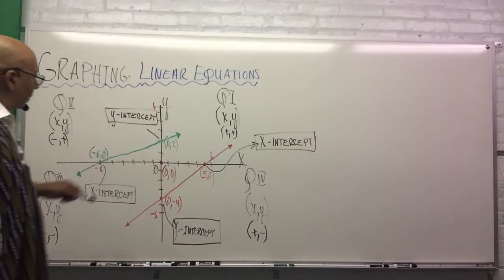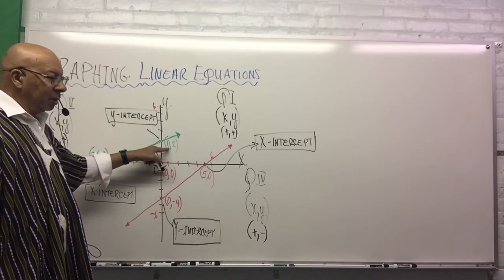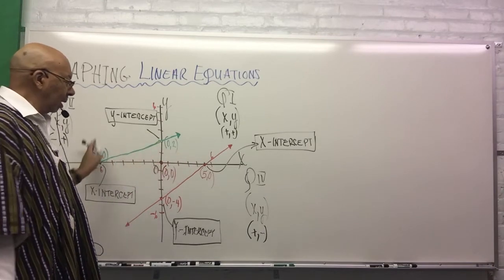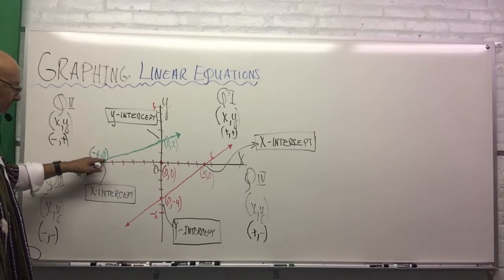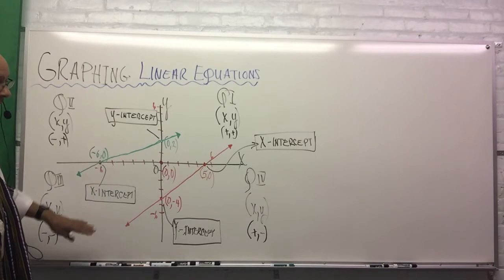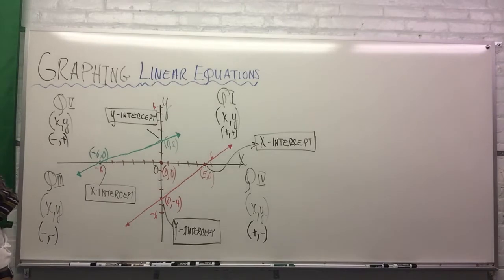So when the line crosses the y-axis, the x value is going to be 0 because it's not right and it's not left. When the line crosses the x-axis, the y value will be 0 because it's not up and it's not down. So these are helpful tools for us when we start to work with linear equations in a fairly short period of time. So you'll see how useful the intercepts are.